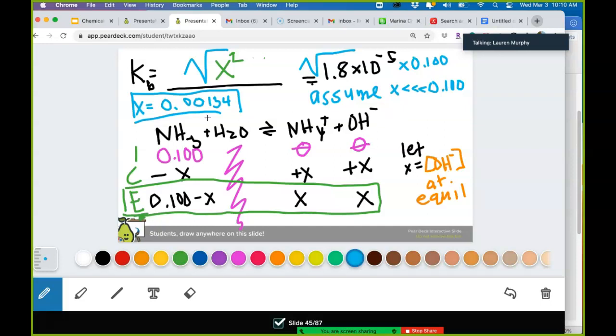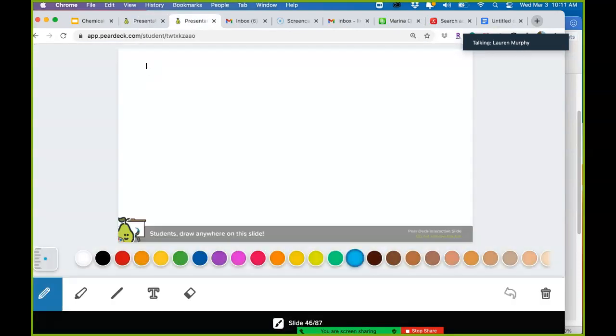Okay. Now, didn't we just say that X was pretty small relative to 0.1? Is this number fairly small relative to the number 0.1? Sure it is. This is 0.1, this is 0.001. That is quite a small number relative to 0.1. So this is a decent assumption. So then, what does this mean? Well, I just solved for X. Well, look, I know who X is. It's ammonium. So in essence, I know ammonium's concentration.